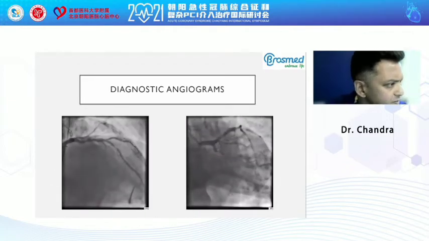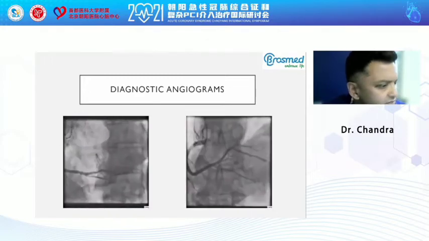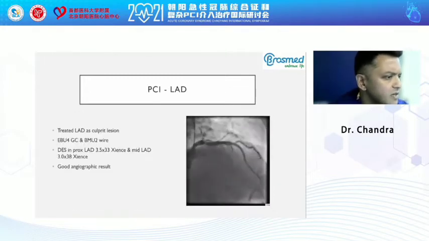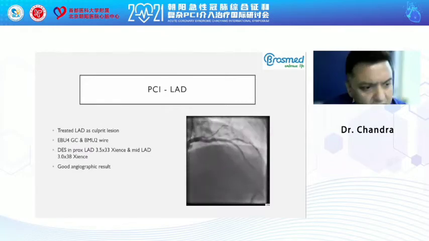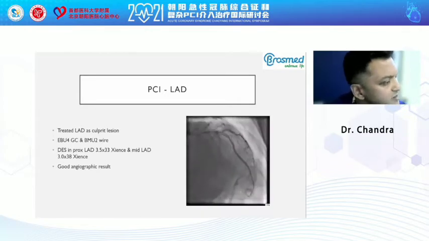So our index admission was to treat the culprit, which was the LAD. And I must say, a relatively straightforward procedure, essentially wiring and ballooning the LAD, with two drug-eluting stents implanted, a 3.0 millimeter stent in the mid vessel and a 3.5 millimeter stent in the proximal vessel, with a good angiographic result, as you can see.